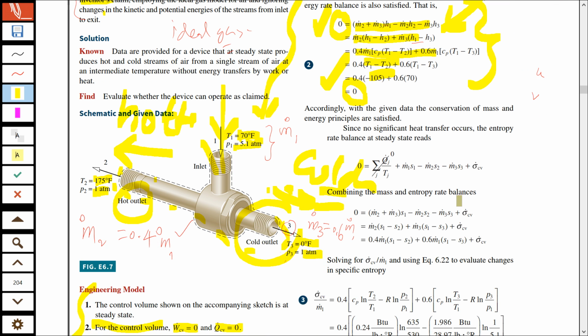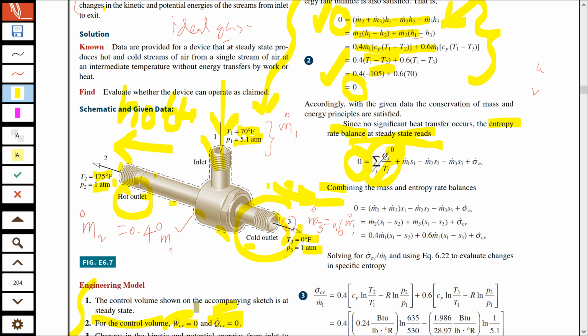And similarly, I need to confirm that this claim does not lead to any contradiction with the entropy rate balance. So the entropy rate balance at steady state, left hand side is 0, steady state. Right hand side will have a contribution from heat transfer, which must be 0 because he has said in the beginning there is no heat transfer. No work transfer, that is also 0. And the remaining terms are associated with mass transfer and entropy production rate. So you plug that in.